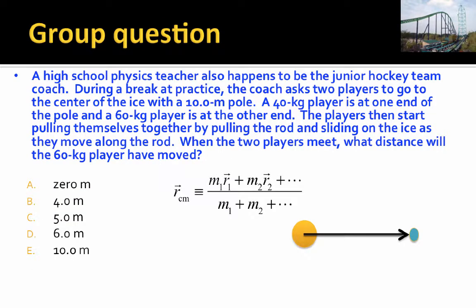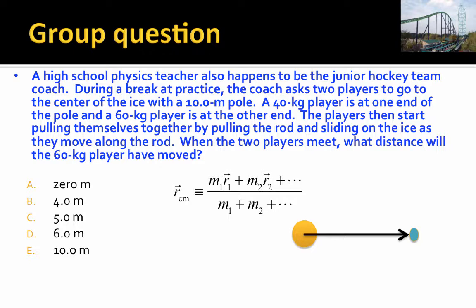Now this is a more interesting problem. Let's suppose you've got a high school physics teacher who happens to be a hockey team coach. And during a practice, two players are on the ice, right? So they are frictionless. And they are going to pull on a 10-meter long rope or pole or something like that and pull themselves towards each other by pulling on this pole or rope and sliding on the ice as they move. And then they'll meet at some point, and we would like to determine what distance the 60-kilogram player has moved.